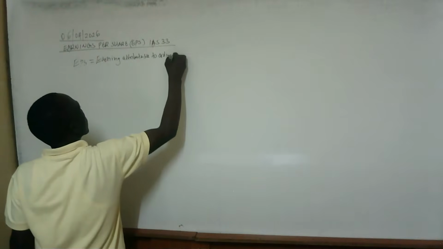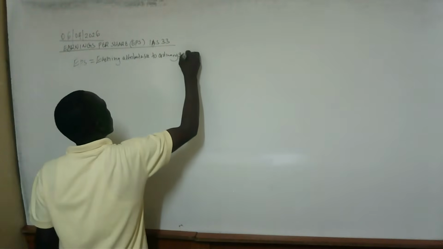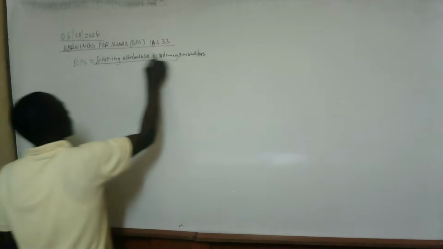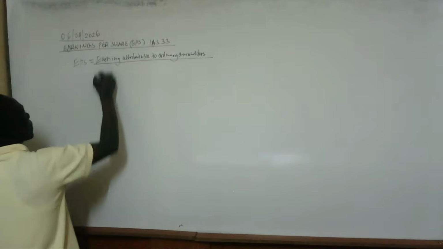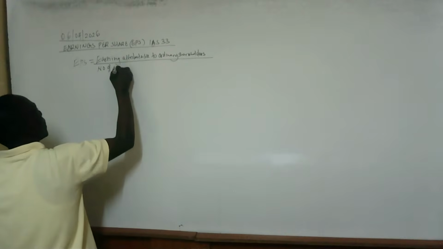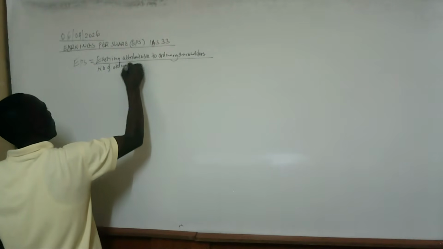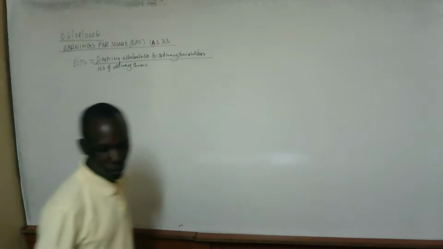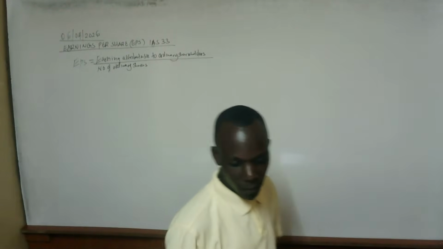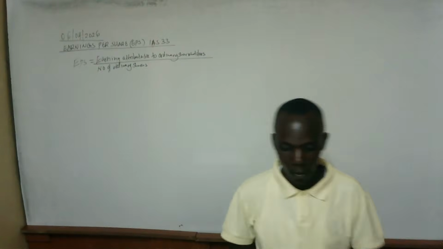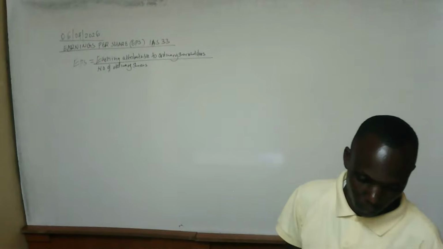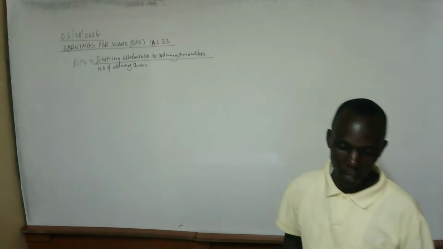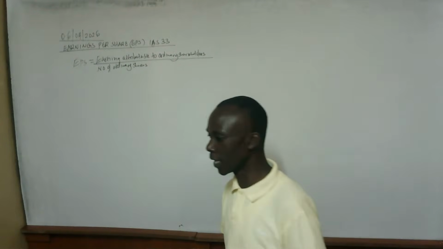Ordinary shareholders, earnings attributable to ordinary shareholders. Then you divide by what? Number of ordinary shares. This is how we get the earnings per what? Earnings per share. Earnings per share is always given by the earnings attributable to ordinary shareholders. Then we divide by the number of ordinary shares.